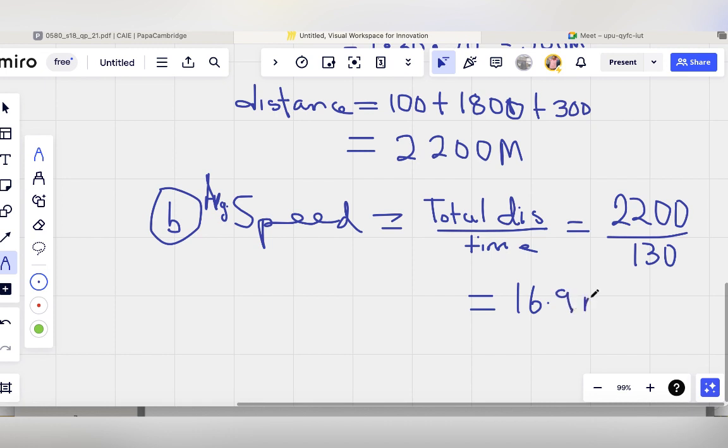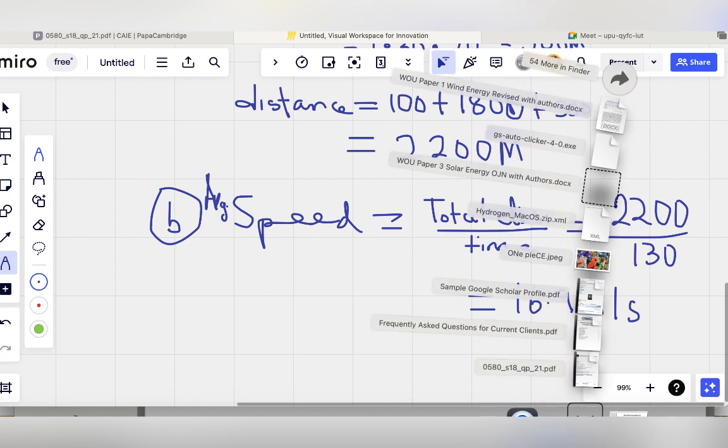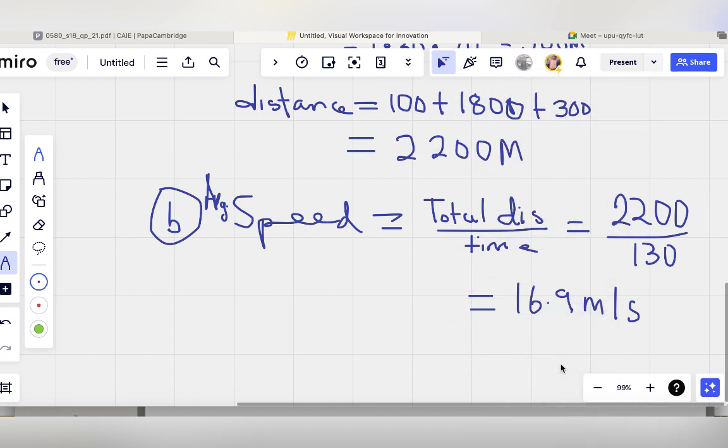16.9 meter per second. We are calculating the average speed of the whole journey, 16.9 meter per second, right? 16.9 or 16.92 is still the same thing. So that's our speed. That's what we got for this question.